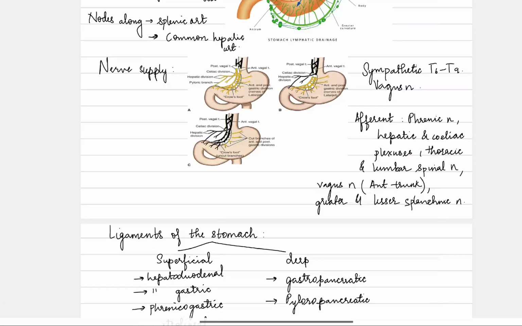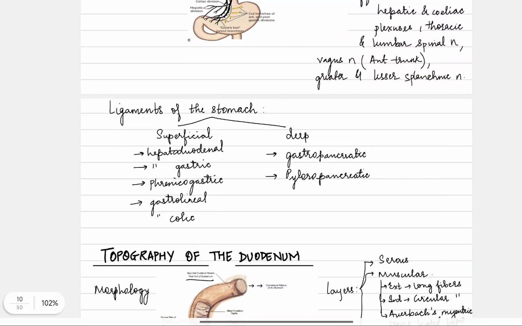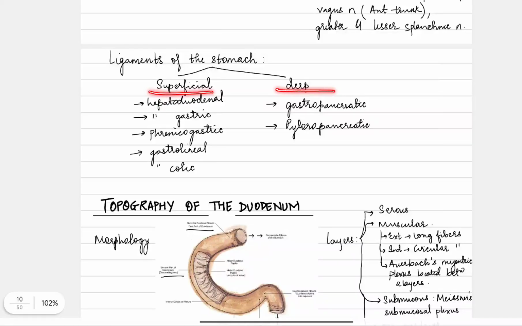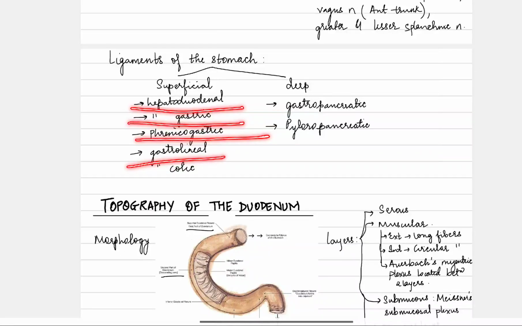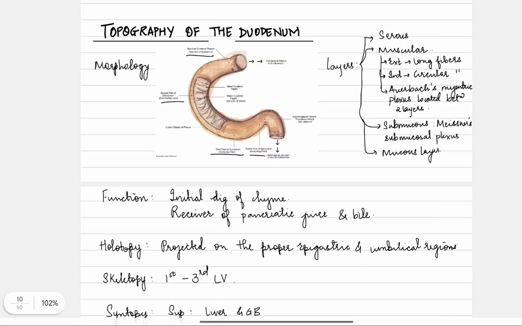Okay, now the nerve supply. There is the sympathetic trunk, which is T6 to T9. The vagus nerve is present. Afferent: phrenic nerve, hepatic and celiac plexus, thoracic and lumbar spinal nerves, vagus nerve anterior trunk, greater and lesser splanchnic nerves. Ligaments of the stomach, superficial and deep. Superficial: hepatoduodenal, hepatogastric, phrenicogastric, gastrosplenic and gastrocolic. Deep: gastropancreatic and pyloropancreatic.